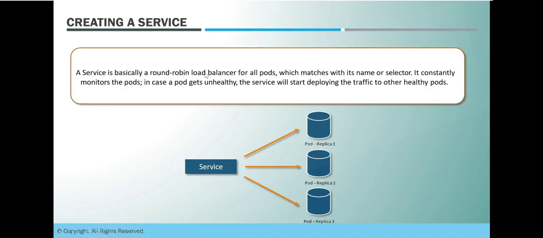A service is basically a round robin load balancer for all pods which match its name or selector. It constantly monitors the pods. In case a pod becomes unhealthy, the service will start directing the traffic to other healthy pods. By default, a service will not create a new pod. That is the job of the deployment and replica set. It will just ensure traffic goes to healthy pods in a round robin manner, and if any pod goes unhealthy, it will mark this pod inactive and will not route further traffic to it. So this is how a service works inside a Kubernetes cluster.